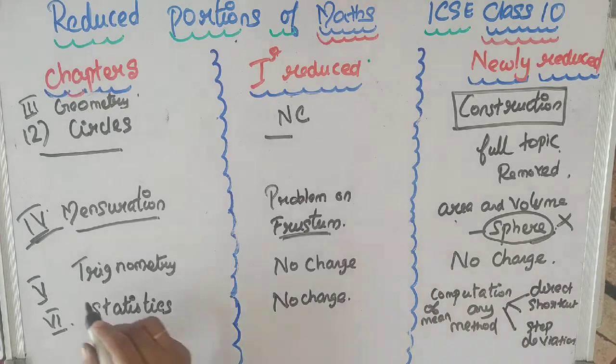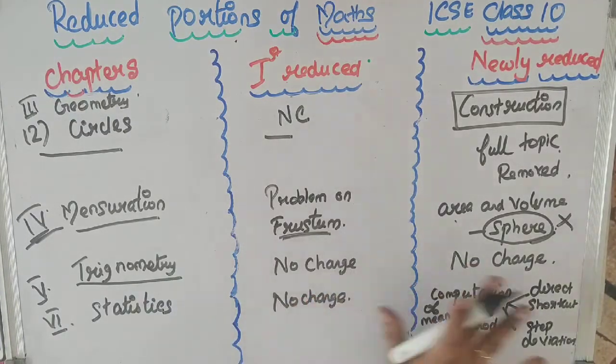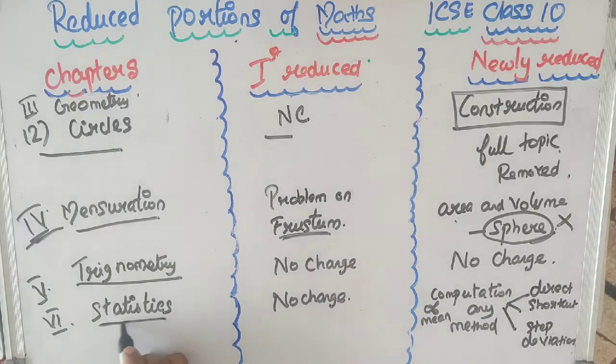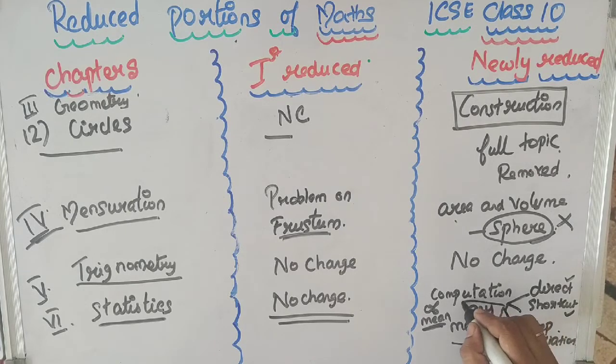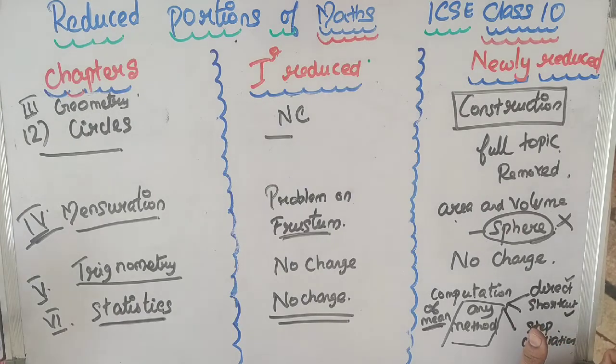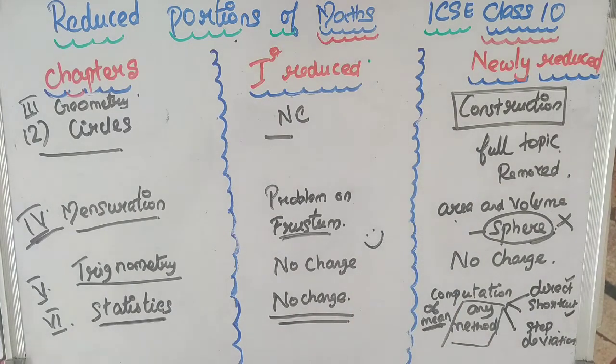Okay, the area and volume of sphere is removed. In trigonometry, there is no change during the first and second reduction. And in the last chapter, statistics, there is no change in the first reduction, but in the new reduction, on computation of mean, there are three methods: direct method, shortcut method, and step deviation method. In the examination, they are not going to ask to do the computation in a particular method. You can use any method. You can study any one method. They are not going to ask for a particular method.